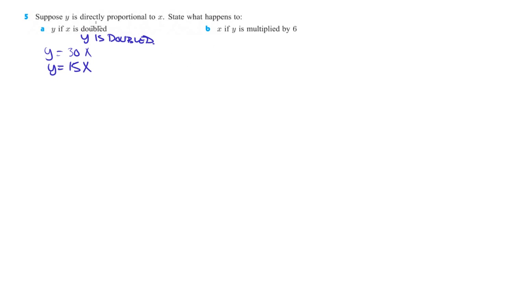Okay, because it's directly proportional, and that's kind of a key piece to that. Directly proportional. Okay, what happens to X if Y is multiplied by 6?